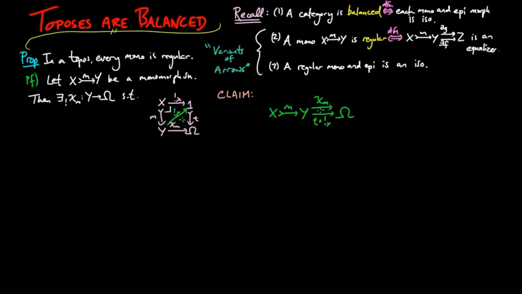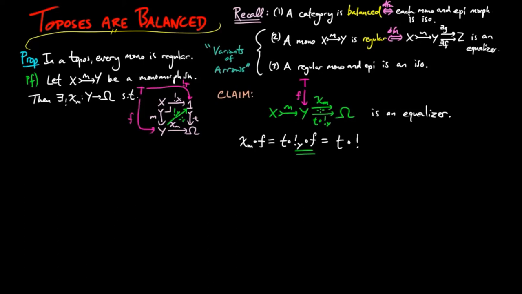To verify the universal mapping property of M as the equalizer, let F be a morphism from T to Y, such that chi sub M F is equal to T shriek sub Y F. Then by the universal mapping property of the terminal object, we have shriek sub Y F is equal to shriek sub T. Thus, there is a unique morphism H from T to X, such that MH is equal to F. Therefore, the above diagram is, in fact, an equalizer diagram.